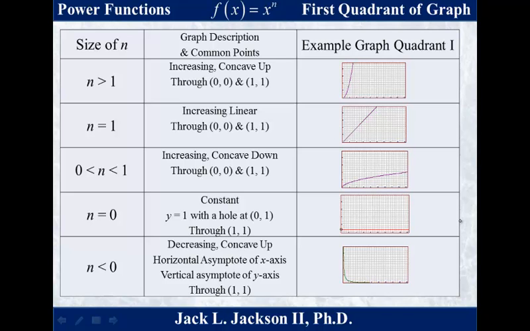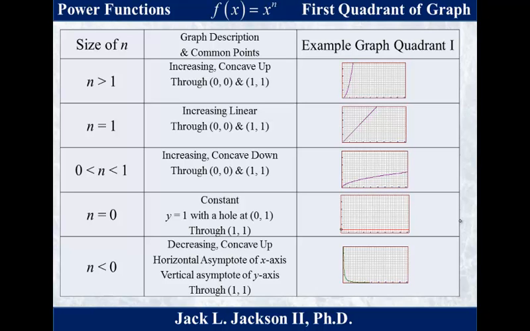So we can summarize this based on the size of n. If n is bigger than 1, we've got increasing concave up in the first quadrant. It goes through (0, 0) and (1, 1). If n equals 1, then it's increasing linear going through (0, 0) and (1, 1). And if n is between 0 and 1, it's increasing concave down through (0, 0) and (1, 1). If n equals 0, we've got a constant line at y equals 1 with a hole in the graph at (0, 1), and it, of course, goes through (1, 1).